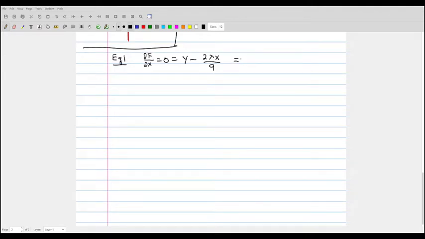Now it turns out that this is going to be a little bit more convenient to write in the form y is equal to 2 lambda x over 9, because ultimately we're going to plug this into the constraint function, so we should also square this as well. We get y squared is equal to 4 over 81 times lambda squared x squared. So these are equivalent representations of this expression right here.